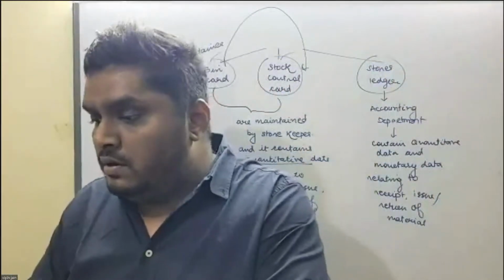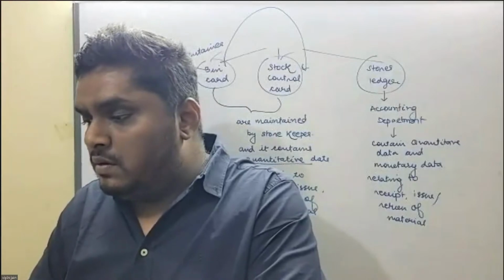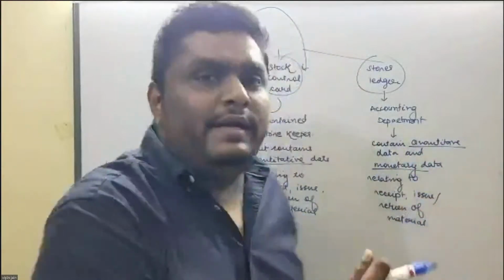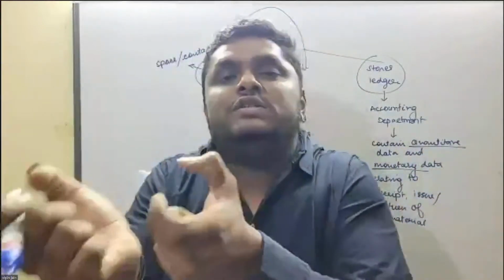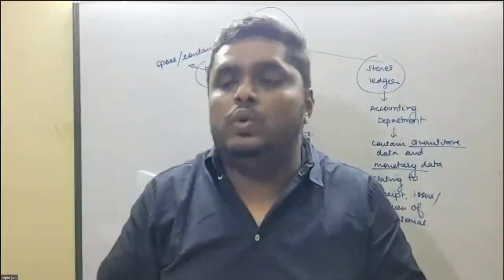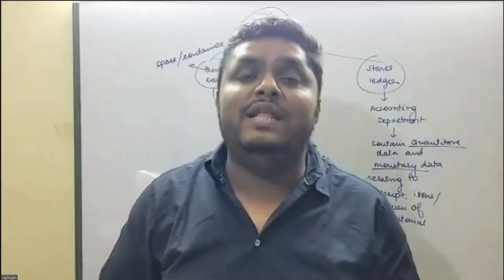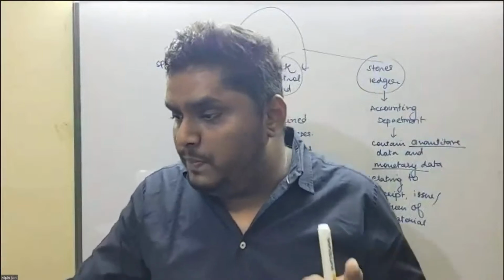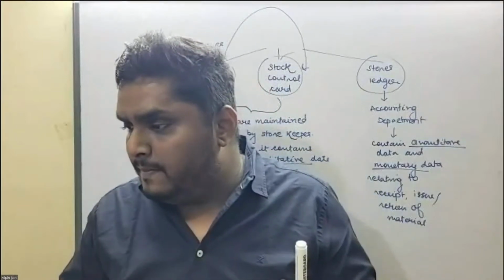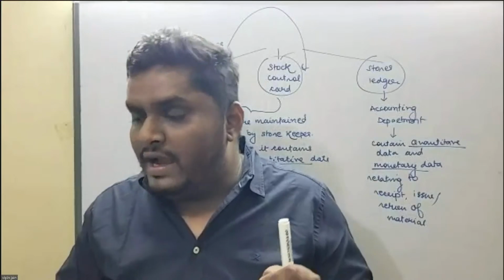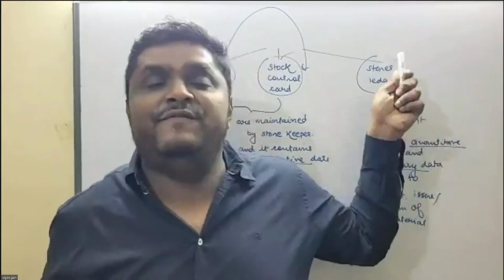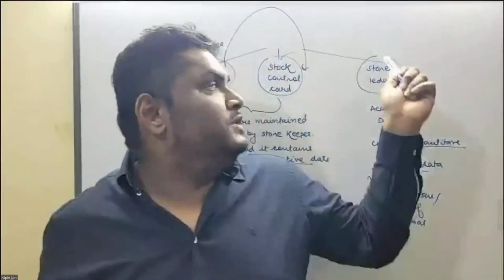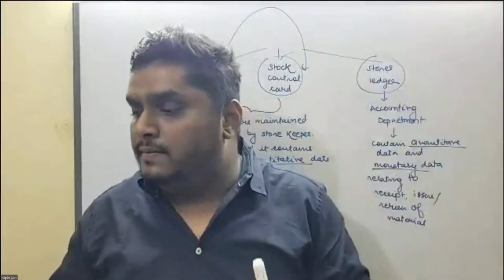Yes, it contains the quantitative data as well as the monetary data, that is, in money terms how much cost of material came in and how much cost of material was issued. So this stores ledger contains the quantitative data as well as the data in monetary terms also. So I hope your query is resolved, Jyoti. Yes Jyoti, it has value also, only this one has value. Bin card and stock control card have only quantity, whereas this has both quantity and value.